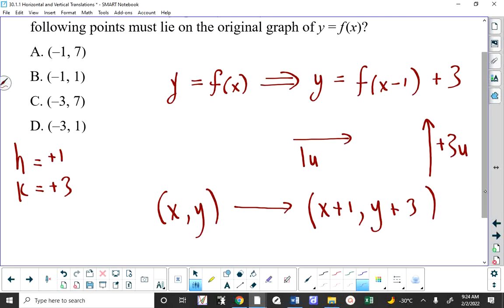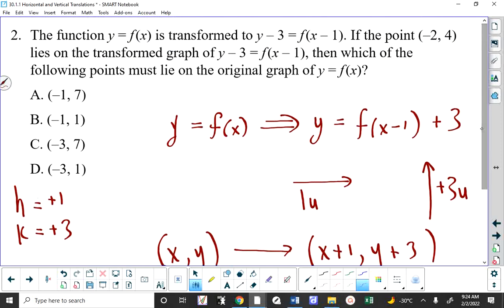the new function. And if you just read this question haphazardly without any care, you see this point, where is it? Right here. And you go, oh, well, if I shift that point 1 to the right and 3 up, I'm going to get the answer. Let's see, negative 2 plus 1 is negative 1. 4 plus 3 is 7. And you're writing an exam and you choose this, and I mark it wrong. Because that point, negative 2 comma 4, is not a point on the original function. You're told it's a point on the transformed function and asked what was the point before it was transformed.